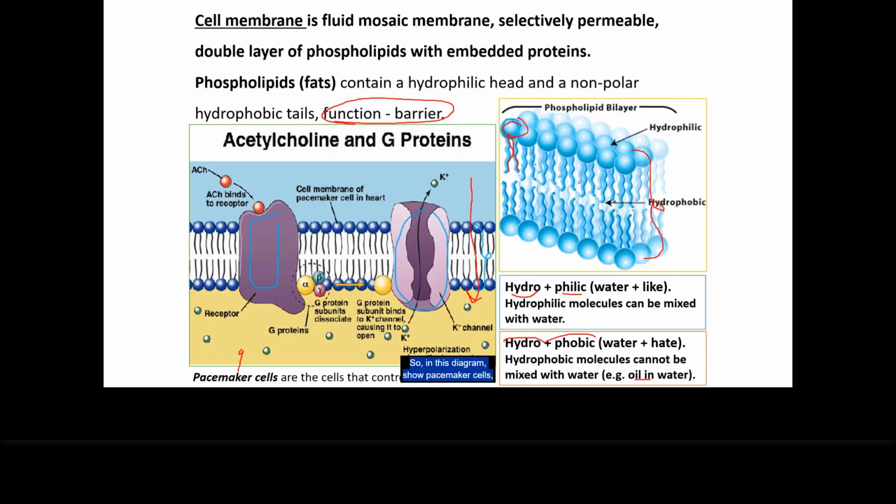So this diagram shows pacemaker cells which control heart rate. It shows that some proteins are embedded in the bilayer of the phospholipids. They could bind to molecules, such as, for example, acetylcholine. It's binding, and this special protein is a receptor. It means it has a special site on this molecule, the yellow special site. This receptor site has a 3D shape, and only one type of molecule can fit in here.